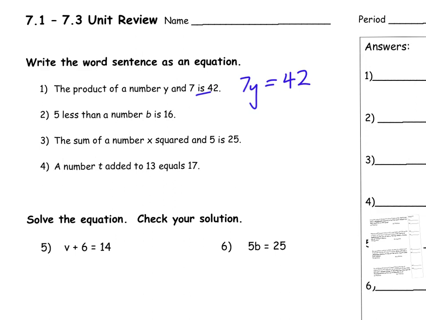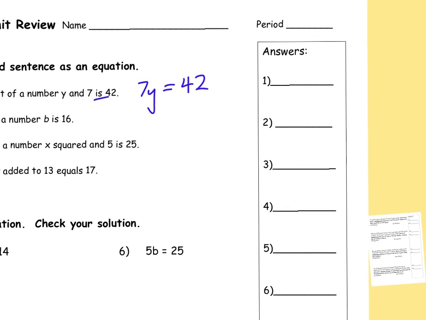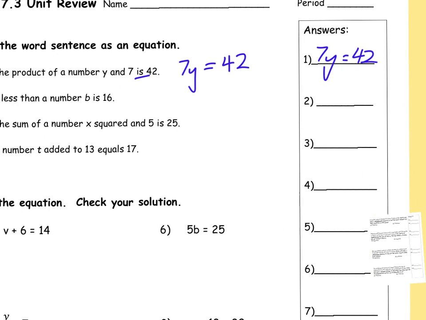So it just wants us to write the word sentence as an equation. So we just did that. We're done. So I'm just going to make sure I write it on the line right here. 7y equals 42. Doesn't even want us to solve it. You could solve that, but it doesn't want us to.